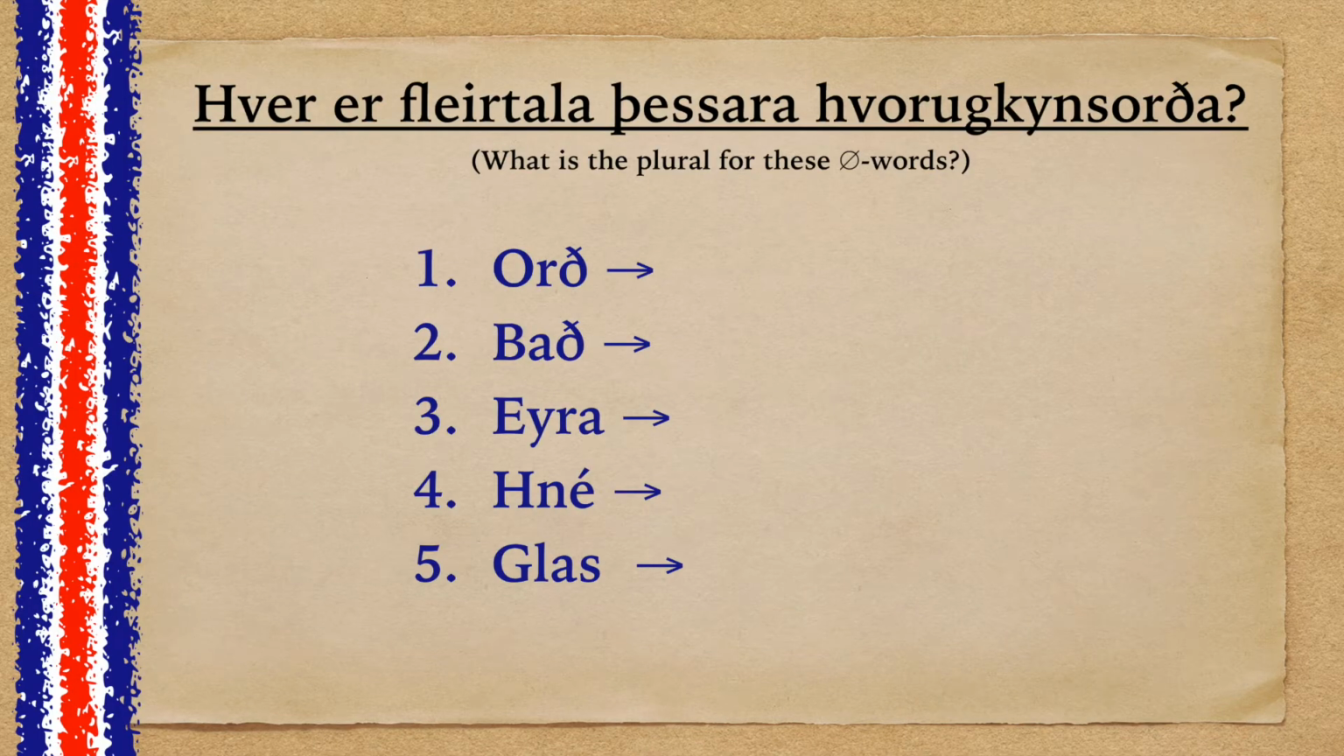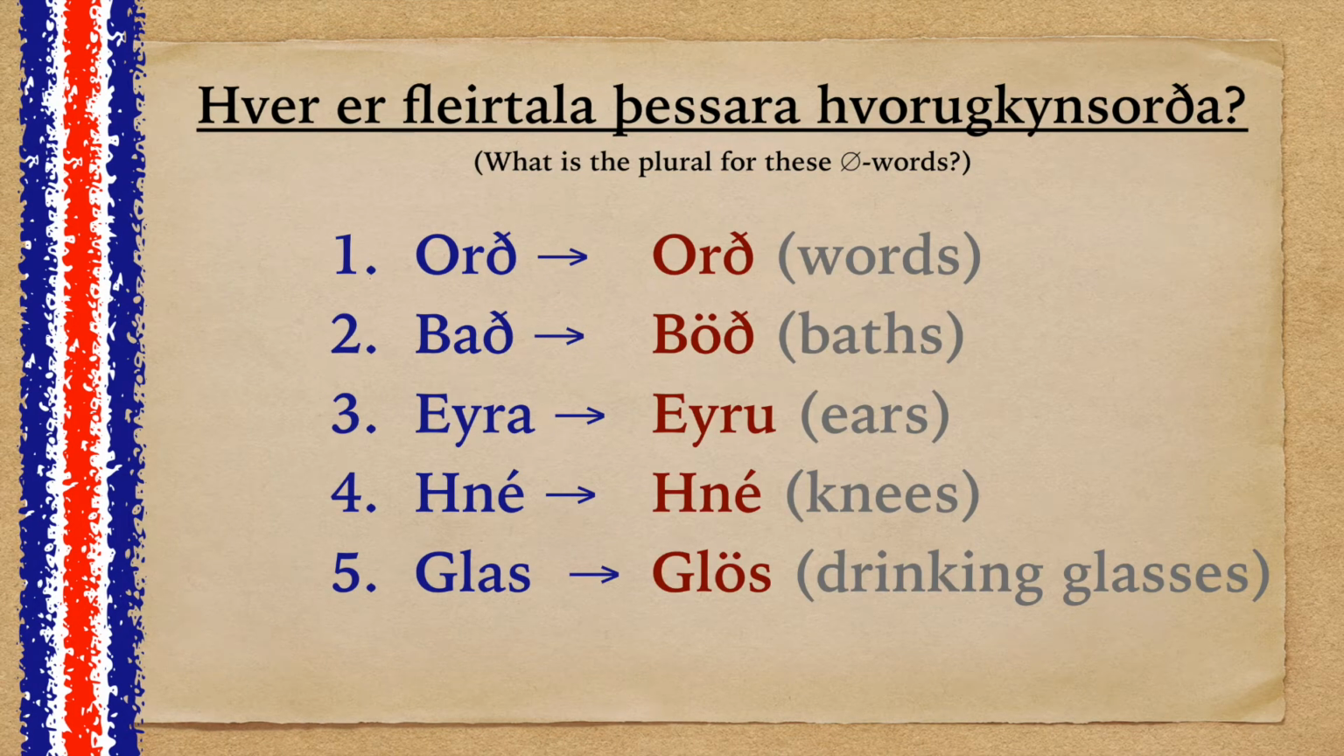Hver er fleirtala þessara hvorugkyns orða? Or what is the plural for these neutral words? Just write down the answer, press pause, take your time, and then now I will give you the result. Eitt orð, mörg orð. Eitt bað, mörg böð. Eitt eyra, mörg eyru. Eitt hné, mörg hné. And finally, eitt glas and mörg glös.